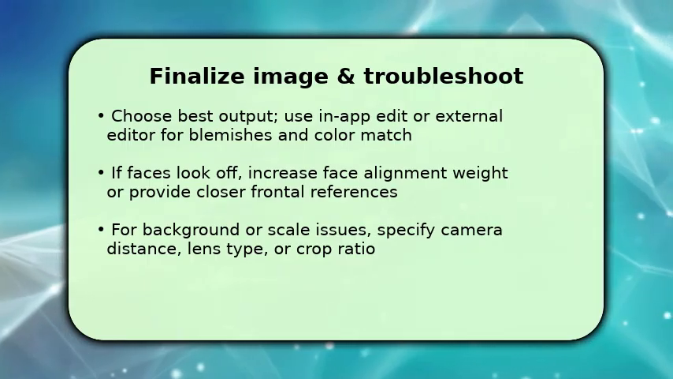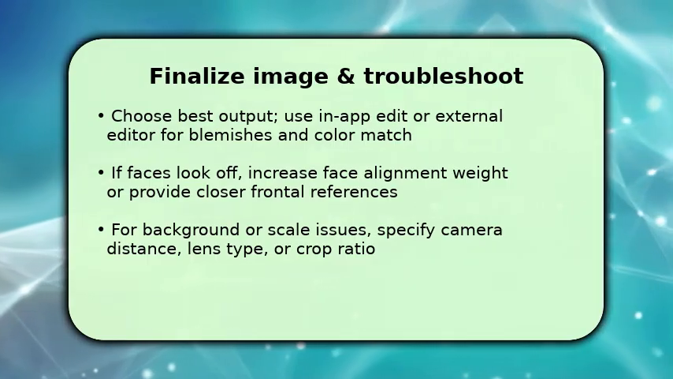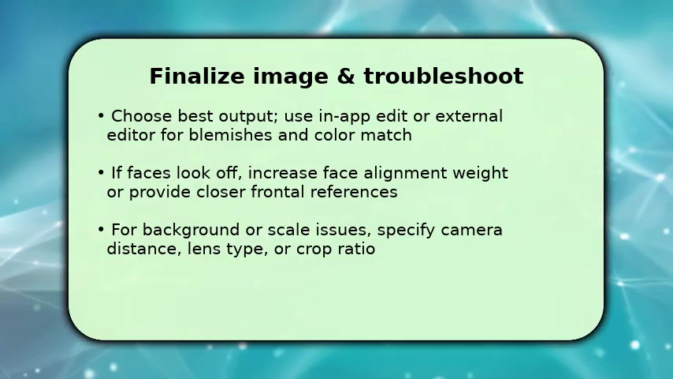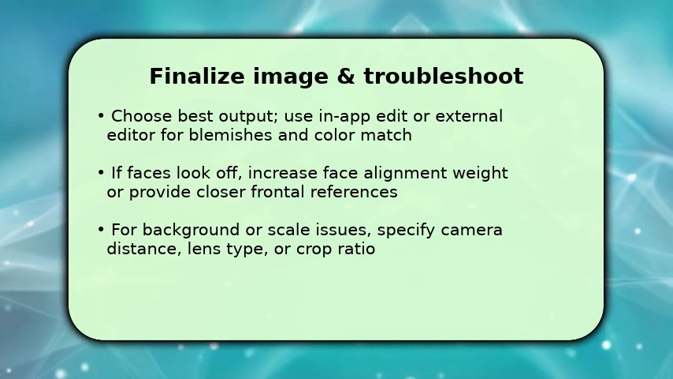If the background or proportions seem wrong, explicitly state camera distance or lens type and rerun one targeted iteration. Remember, small prompt tweaks usually resolve the big.